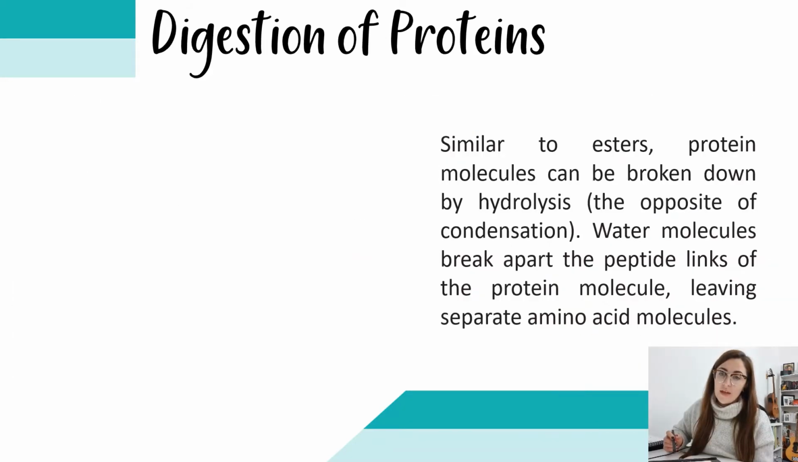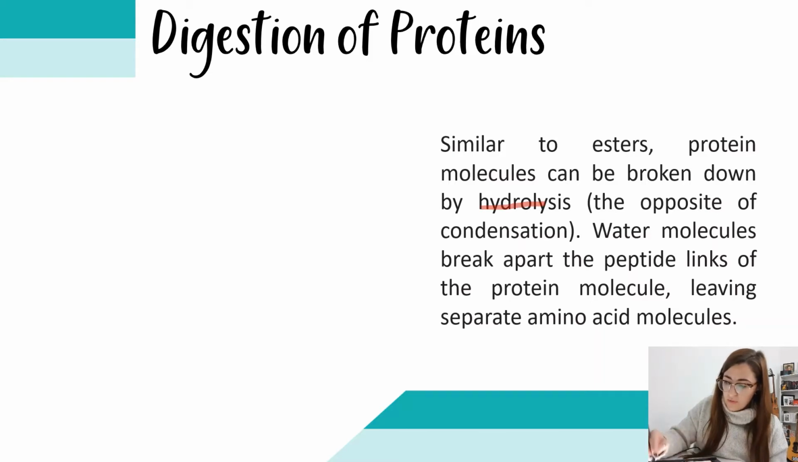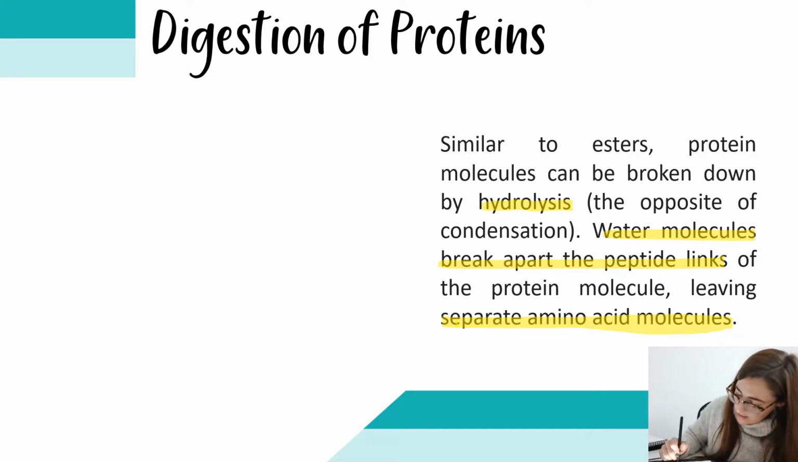So when proteins break up in the body, we call this digestion. So when our bodies digest proteins, we get the amino acids back that we started with. Now this reaction is a hydrolysis reaction, which we've heard before when we've talked about esters and hydrolyzing esters. It is the same reaction where we are taking water molecules and breaking apart peptide links to leave the separate amino acid molecules that we started with.